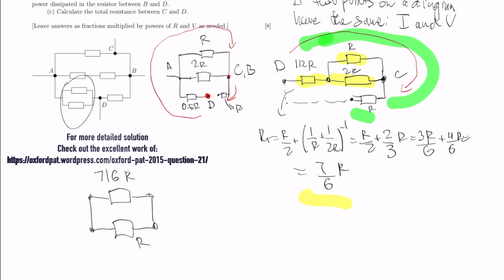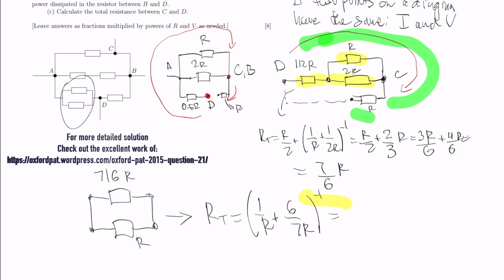And now this is a pretty simple circuit. So let's see if we can calculate the total r for this combination, for the entire circuit between those 2 points. So what is that going to be? It's going to be 1 over r plus 1 over 7 over 6, which is going to be 6 over 7r, all raised to a power of -1.